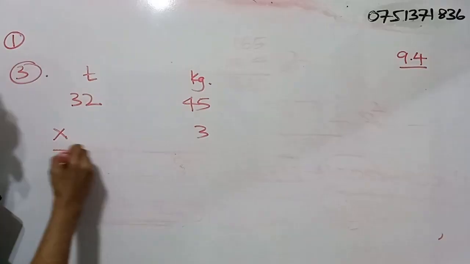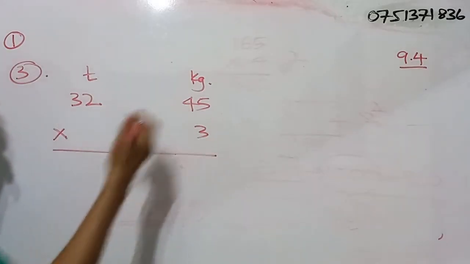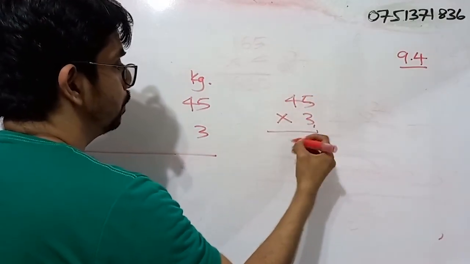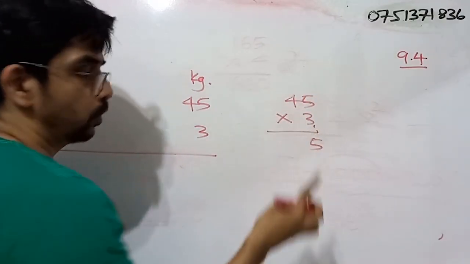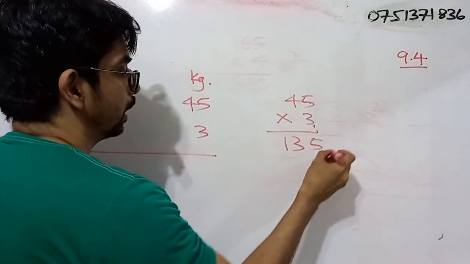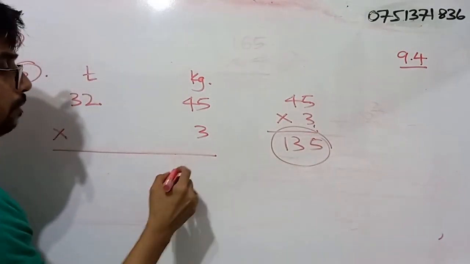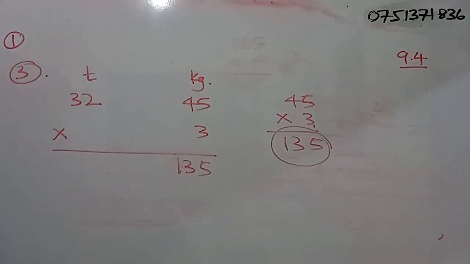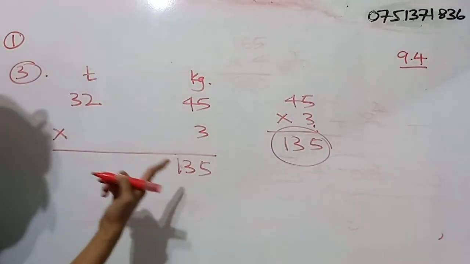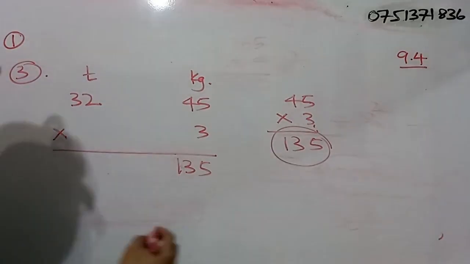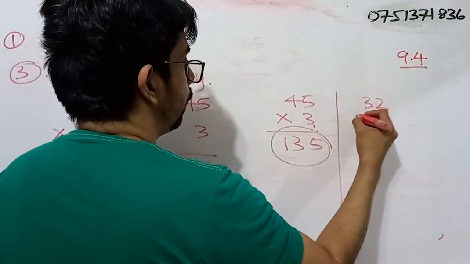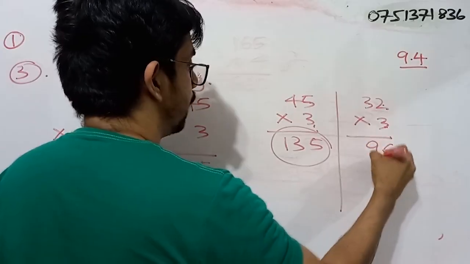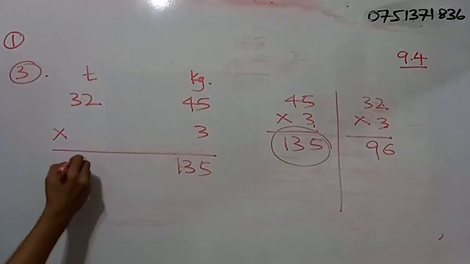That is the answer. 32 tons and 45 kilograms, right? 45 into 3. 3 times 5, that is 15. 3 times 4, that is 12. Add the 1, it becomes 13. So 135 kilograms. We can write 135 kilograms. No worries. Because it is less than 999. Right? Then 32, we have to multiply that by 3. 3 times 2, that is 6. 3 times 3, that is 9. Right? So we get what?